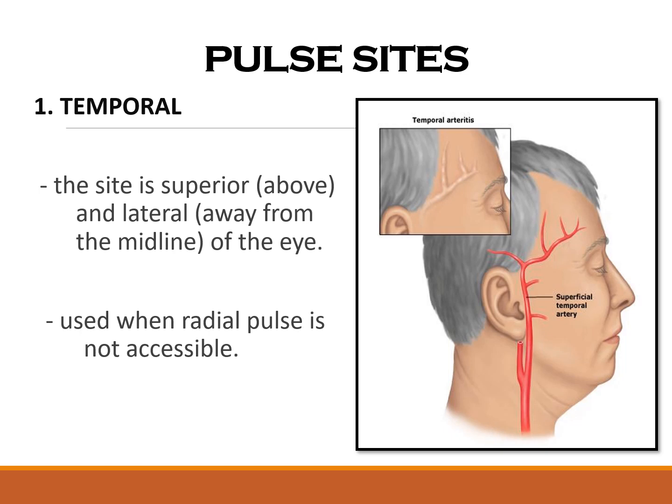This site is superior, above, and lateral away from the midline of the eye. It is used when radial pulse is not accessible. It is also used to assess the pulse in children.